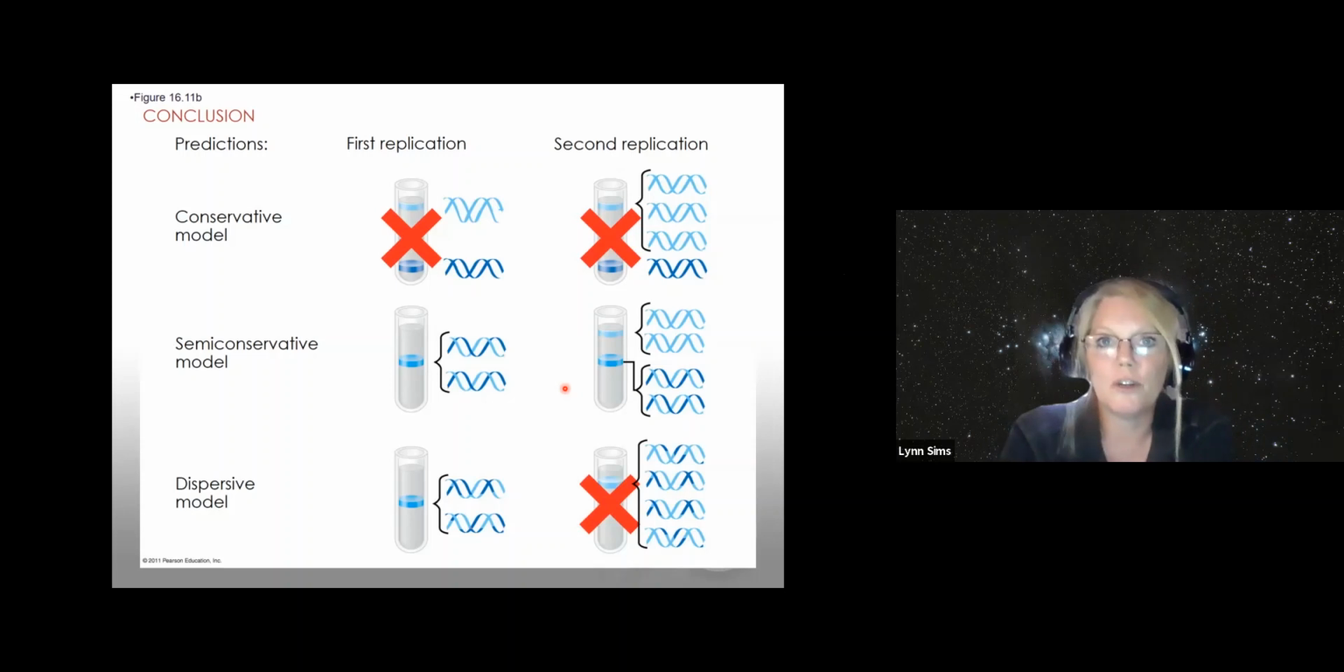So they did use, it was Meselson and Stahl, and this is their set of experiments. They did use radioactive isotopes of nitrogen. Okay, so comparing the heavy nitrogen versus the light nitrogen.